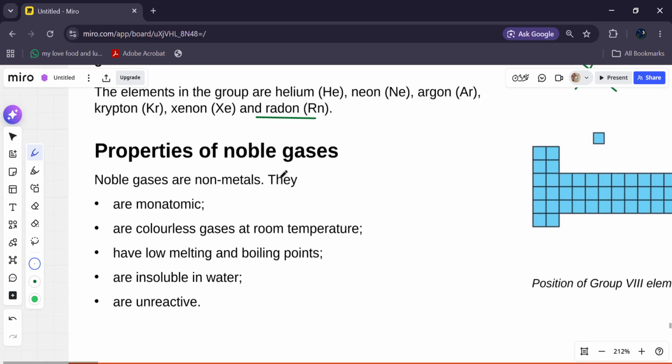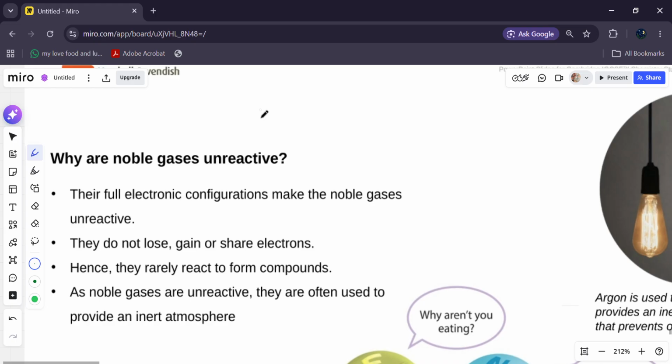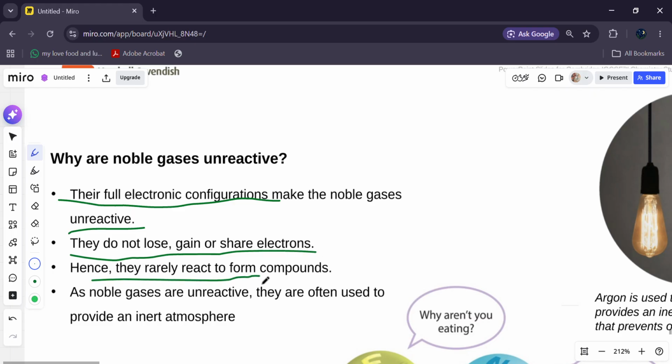The properties of noble gases. Noble gases are monatomic, and they are also colorless gases at room temperature. They have low melting and boiling points, and are also insoluble in water. That means they can't react with water. They have low melting and boiling points, and they are unreactive. So why are noble gases unreactive? Well, they have a full electronic configuration that makes the noble gases unreactive. They do not lose, gain, or share electrons, and hence they rarely react to form compounds.